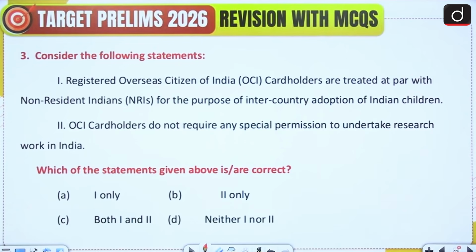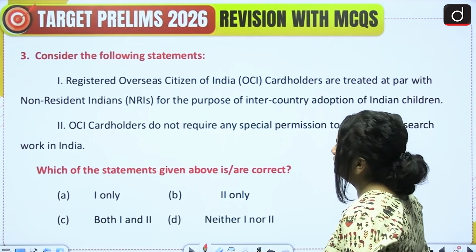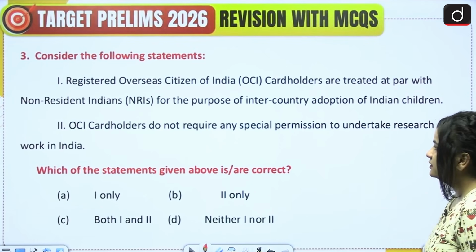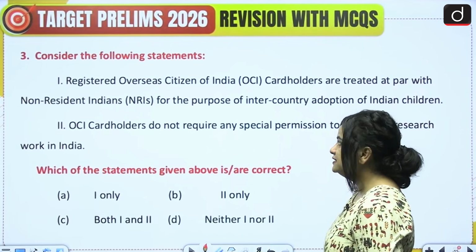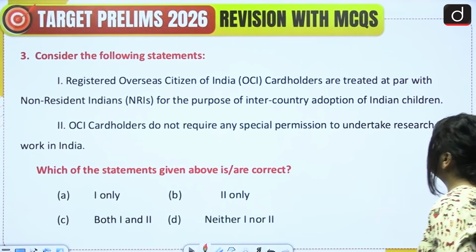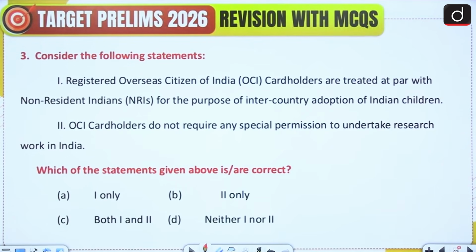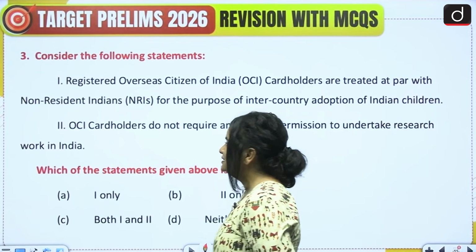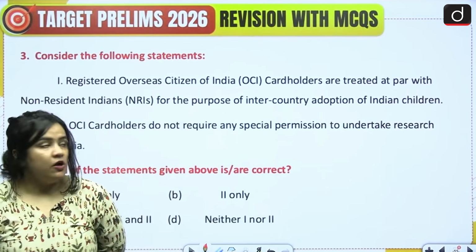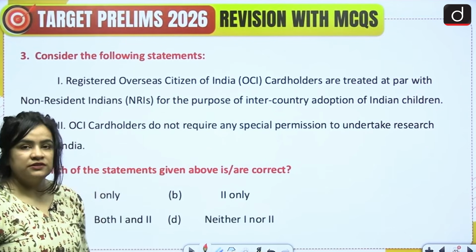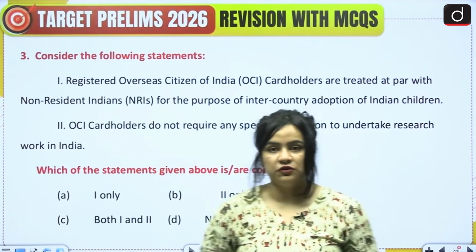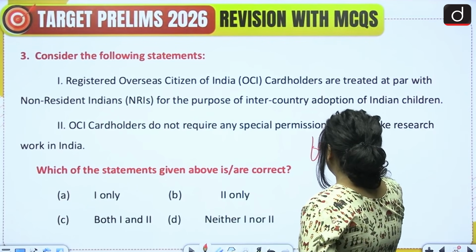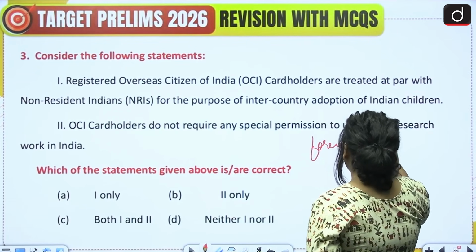Question 3. Consider the following statements. 1. Overseas Citizens of India cardholders are treated at par with non-resident Indians or NRIs for the purpose of inter-country adoption of Indian children. And second, OCI cardholders do not require any special permission to undertake research work in India. Now, who are OCI cardholders? Who are overseas citizens of India? So, they are basically foreign nationals of Indian origin.